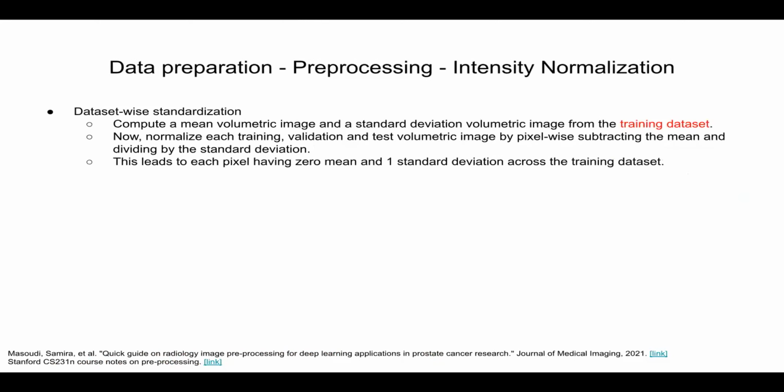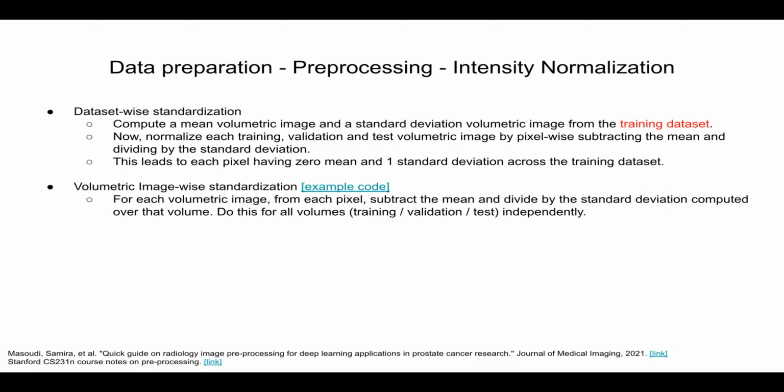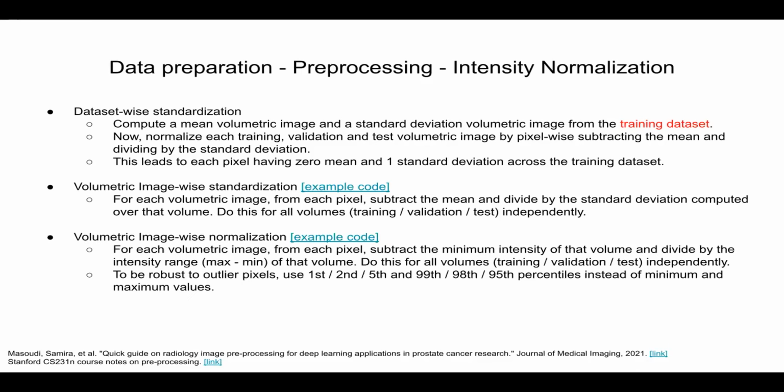Right. The next step is to normalize the intensities. You can either do it over the data set, so you can compute for each pixel the mean and standard deviation values over all your training volumes and then normalize with that. Or you can do it for each volume: for each volume, you can compute the mean and standard deviation over all the pixels and then normalize with that.